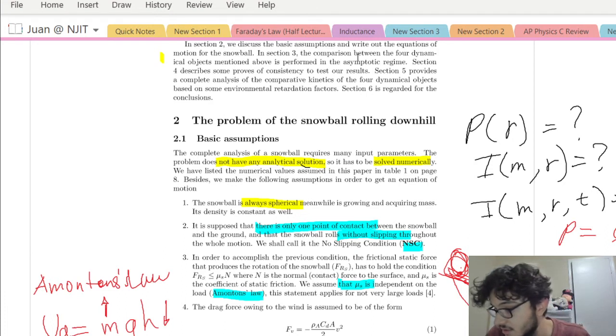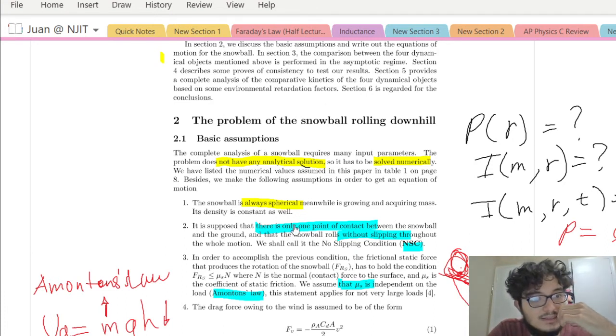Well, let's see. Dating back to 1699, Amonton's law of friction. Okay, there is a law of friction for him. It asserts that there exists a proportionality between friction force and the applied load, and that the friction force is independent of apparent contact area.